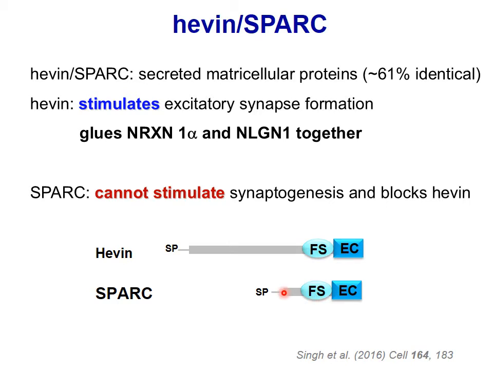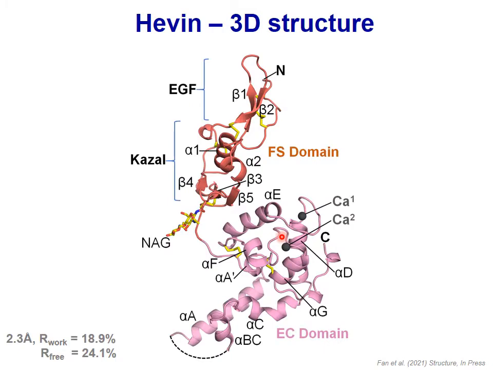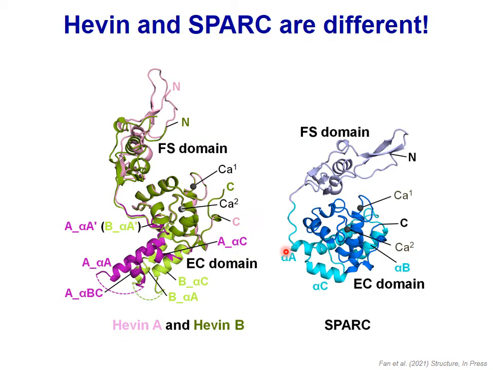So how do they regulate neurexin transsynaptic bridges? Our structure of the Hevin FS and EC domain tandem shows that the FS domain here in orange is made up of an EGF-like repeat and a Kazal subdomain, and the EC domain in pink houses two canonical helix-loop-helix EF hands, and each contains a calcium binding site. Strikingly, the Hevin FS domain on left looks very different from SPARC on the right, despite the high sequence identity.